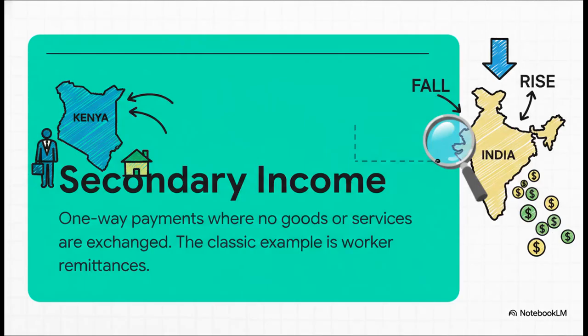Now, for that last piece of the current account puzzle, secondary income. Just think of these as one-way payments. Nothing is really sent back in return. The classic example, and the one you'll see a lot, is worker remittances. So in question 6, we have a Kenyan banker in India sending money home. For India, the country the money is leaving, it's recorded as a debit or a fall in its secondary income.